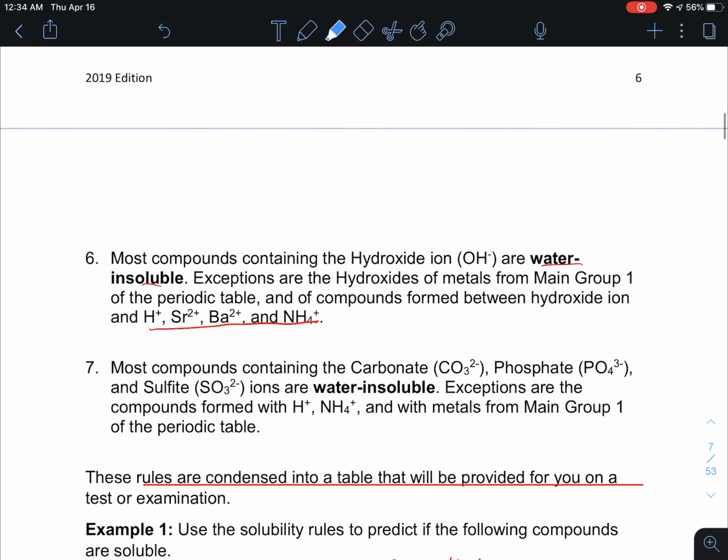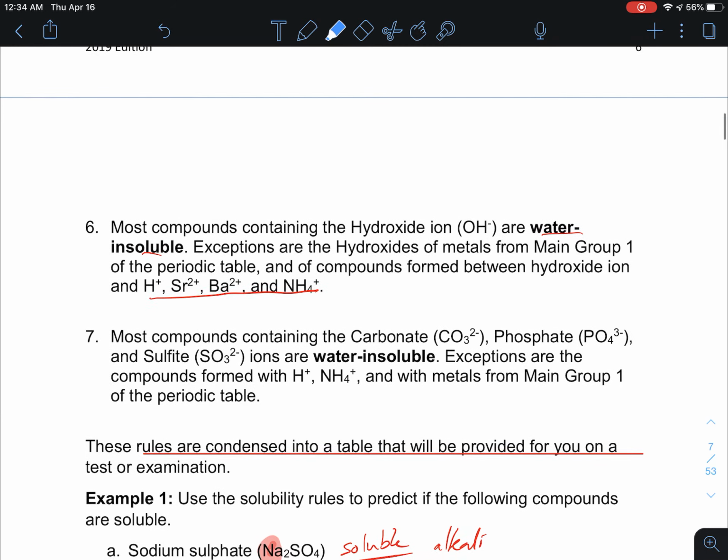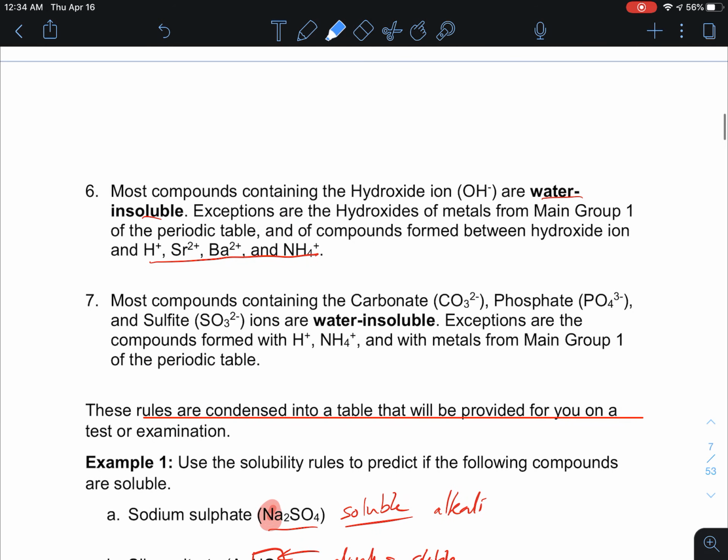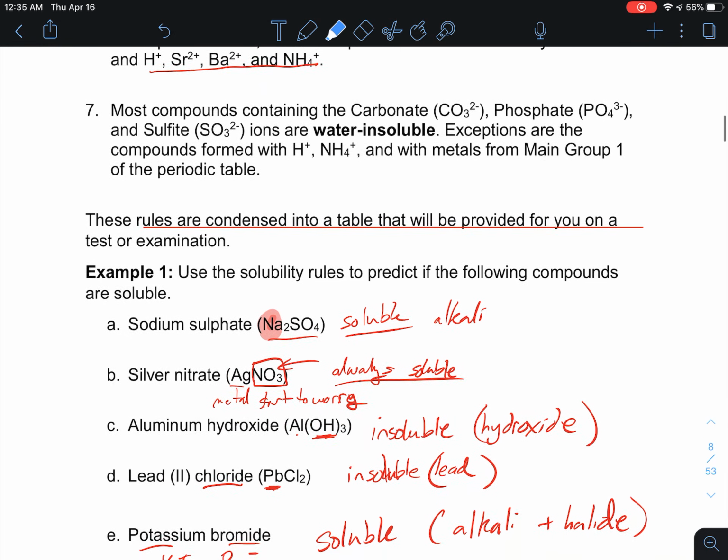Hydroxides are typically insoluble because oxygen is fairly a small element, and so it does bond very strongly. Meanwhile, the carbonates and the phosphates and sulfites are also very symmetrical, big symmetrical elements that tend to be insoluble. I don't have a really good reason for that one. It's just something you have to learn.